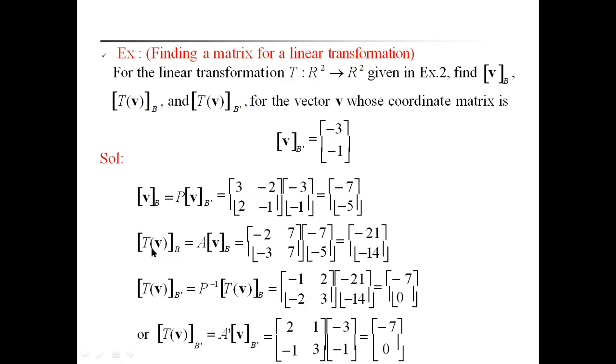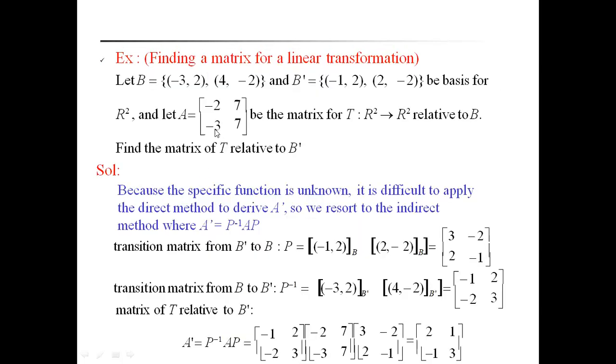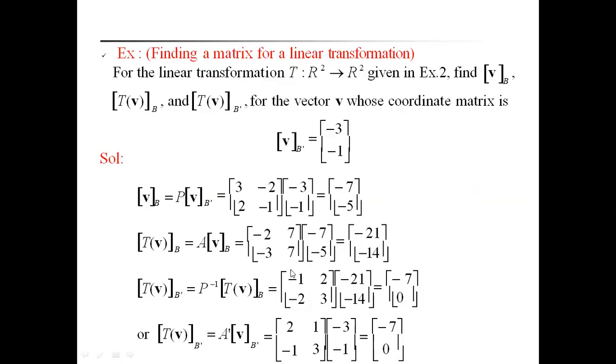Similarly, find the coordinate matrix of T of V relative to the basis B, using the formula A into the coordinate matrix of V relative to the basis B. A is already given in the example. Therefore, A into V of B, where the coordinate matrix of V relative to the basis B is this one. Multiply these two matrices, we get this column matrix. This is T of V relative to the basis B.